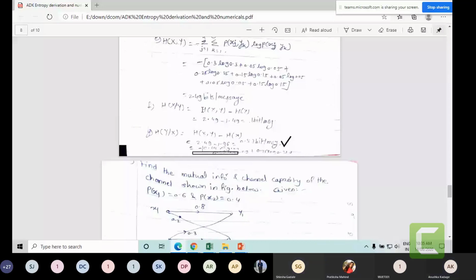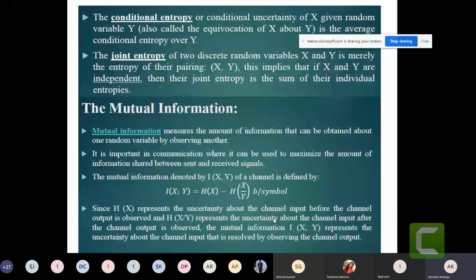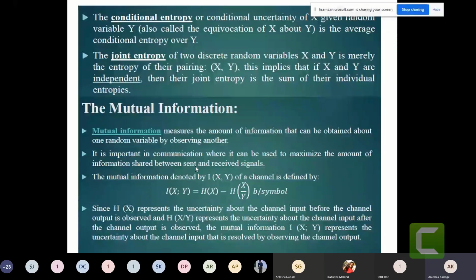1.04, roughly. Okay. Then H of Y by X, how much? 0.53. 0.53. And the next topic we are starting is the parameter which is related to the channel itself.